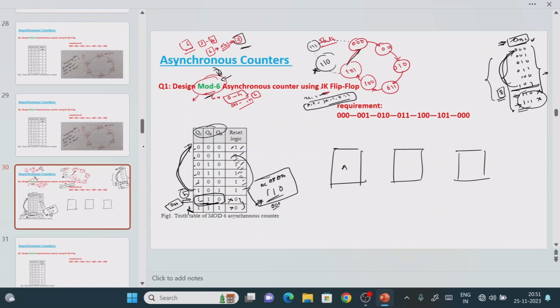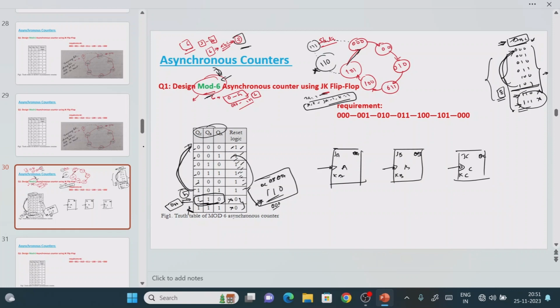Right, so for understanding purposes, I am naming them A, B, C. So inputs are what? JA, KA. For the second flip-flop, inputs are JB, KB. For the third flip-flop, inputs are JC, KC. So outputs for the first flip-flop are QA, QA bar. Here QB, QB bar. Here QC, QC bar. So again we have the clock pulse, right, along with the inputs.